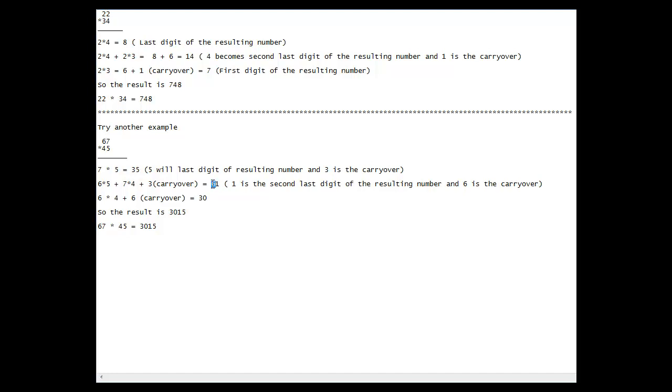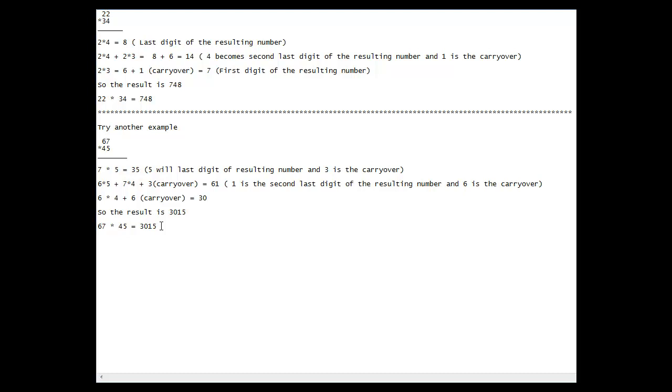for the next step. The next step is multiplying the first digits of the two numbers, which is 6 multiplied by 4, which is 24, plus 6 as the carryover from the previous step, so the result becomes 30. So the final result for multiplication of 67 into 45 would be 3015. So 67 multiplied by 45 is 3015.